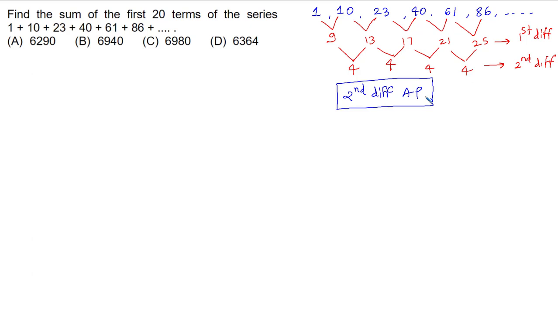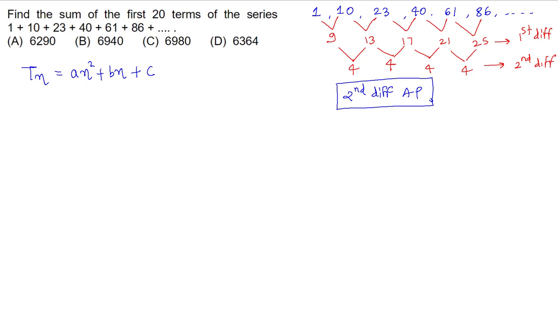So in this second difference arithmetic progression, the formula to find the nth term is going to be a quadratic equation. So let's take Tn equal to an square plus bn plus c. The formula for the nth term in this series is an square plus bn plus c, because it is a second difference AP. Now we need to get the values of a, b and c.